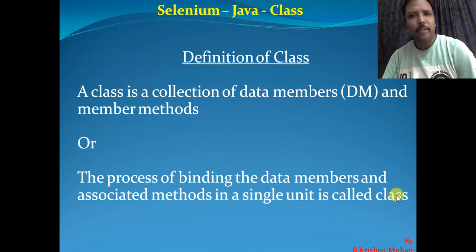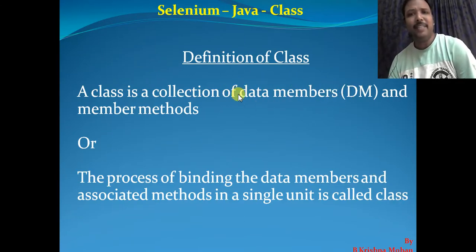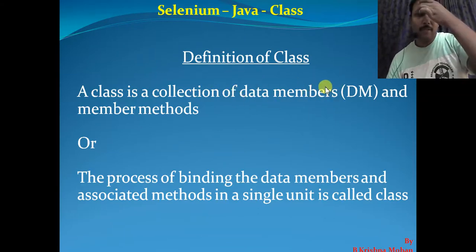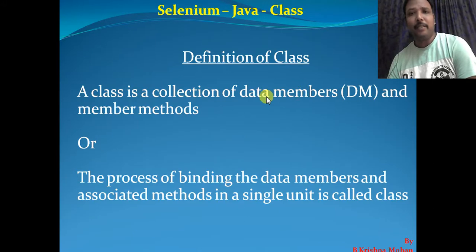Then what are the data members? Here, the data members are nothing but the variables. Variables may be static variables or non-static variables. But here we are talking about data members, meaning variables. They are also called properties, or attributes. There are different names for this. And the member methods are the methods or the functions, or the actions.